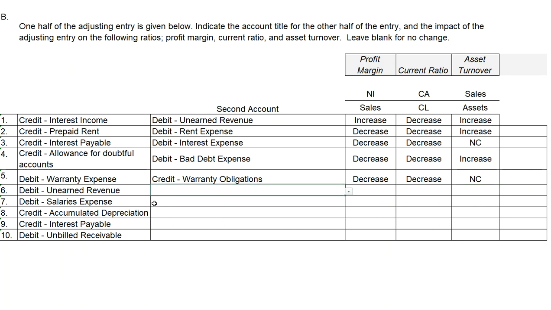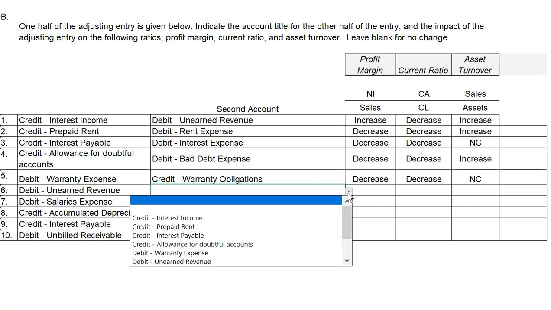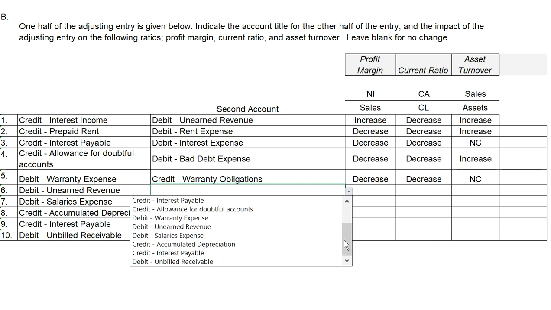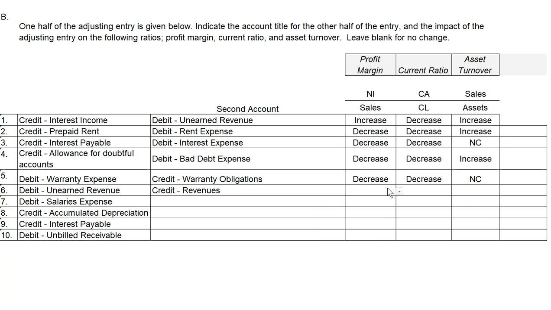Debit to unearned revenue. Unearned revenue is a liability, and of course that debit made it go down. The other half of this is what? We've recorded a revenue, so we performed a service. So we're going to credit revenues. Of course, that overall increase in revenues or sales will increase our net income, which means we're going to have an increase in our profit margin.